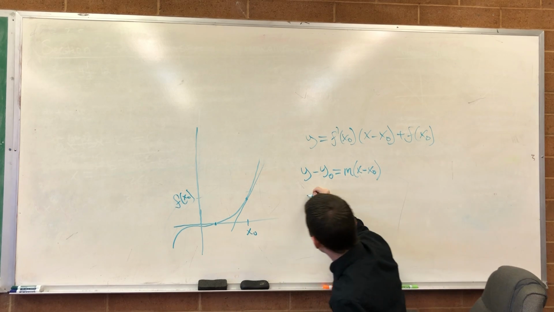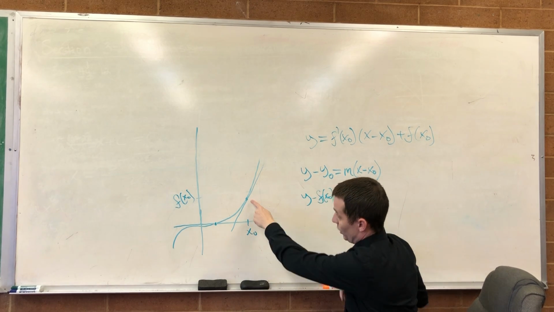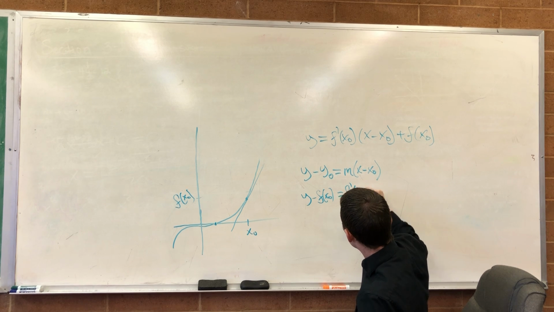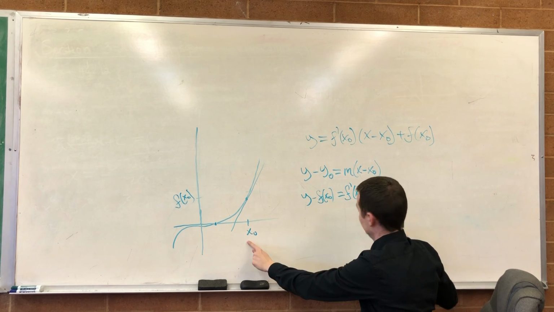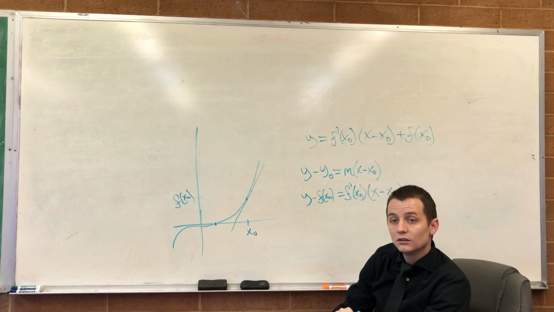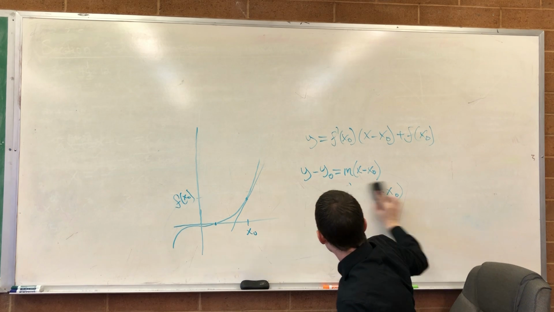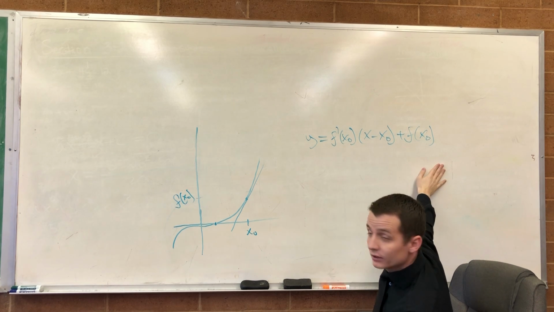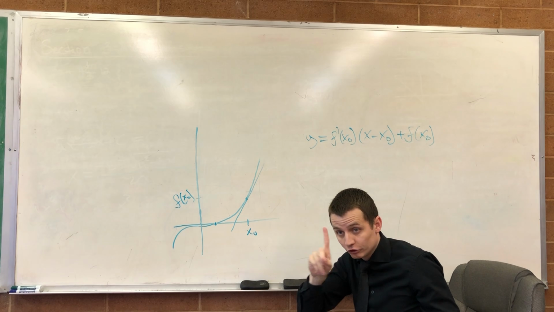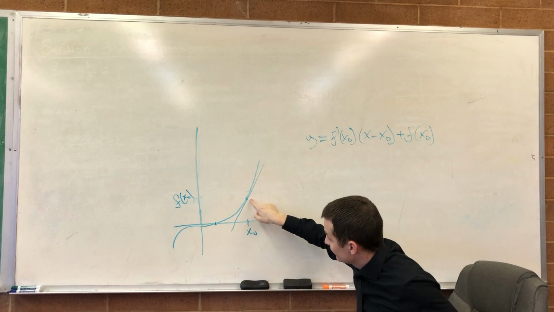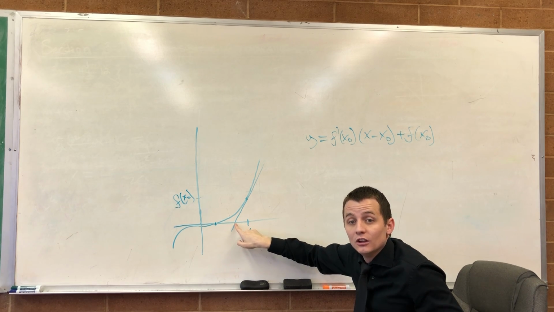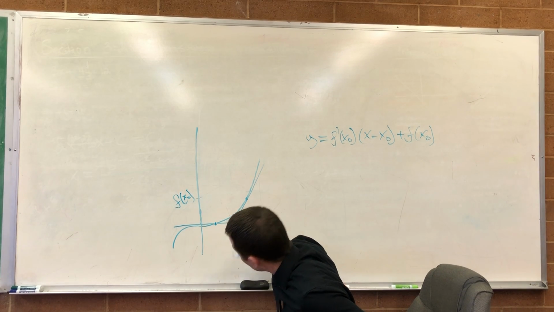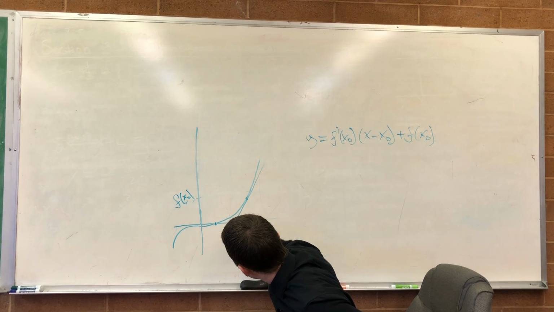Replace y naught with f of x naught. That's the y coordinate we want to go through. So y minus f of x naught is equal to, what's our slope? f prime of x naught. Times x minus, what's the x coordinate we want to go through? x naught. So then what we calculate is where this line, which is always just a line, a first degree polynomial, intersects the x-axis. So we look for the 0 of this thing, which is going to be this point, right? I'm going to call this point right here x1.